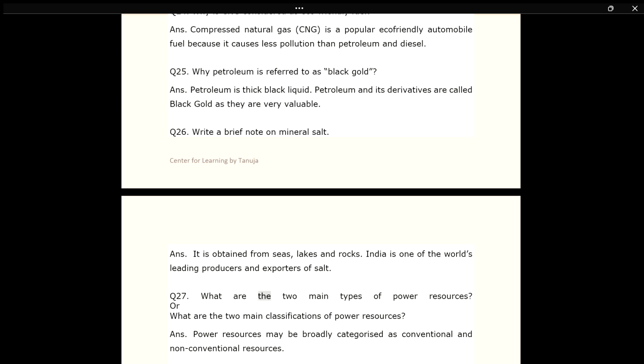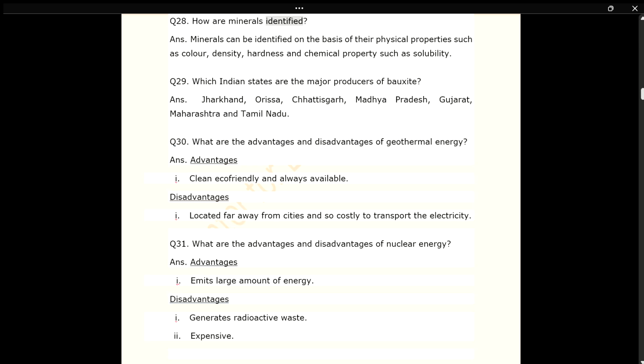Q27. What are the two main types of power resources? Or, what are the two main classifications of power resources? Ans. Power resources may be broadly categorized as conventional and non-conventional resources. Q28. How are minerals identified? Ans. Minerals can be identified on the basis of their physical properties such as color, density, hardness and chemical properties such as solubility.